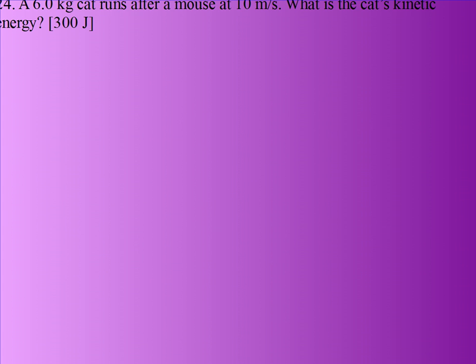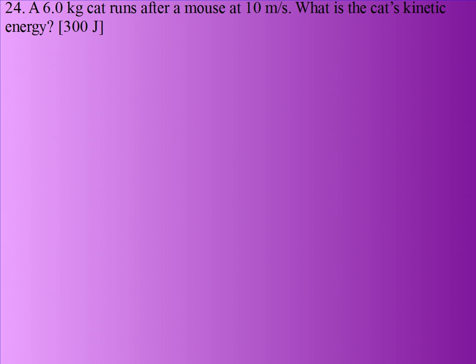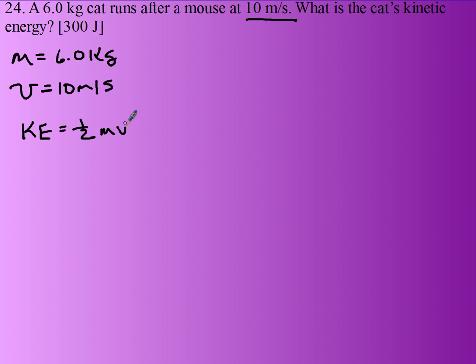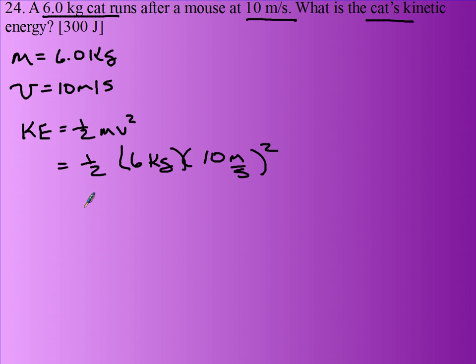I like this problem. Cat and mouse problem. If I have a 6-kilogram cat, so my cat is 6.0 kilograms, and it's running after a mouse, and its speed is 10 meters per second. What's the cat's kinetic energy? Kinetic energy is 1/2 mv squared. So it's 1/2 times the cat's 6 kilograms times the velocity squared, 10 meters per second squared. 10 squared is 100, times 6 is 600, divided by 2 is 300 joules.